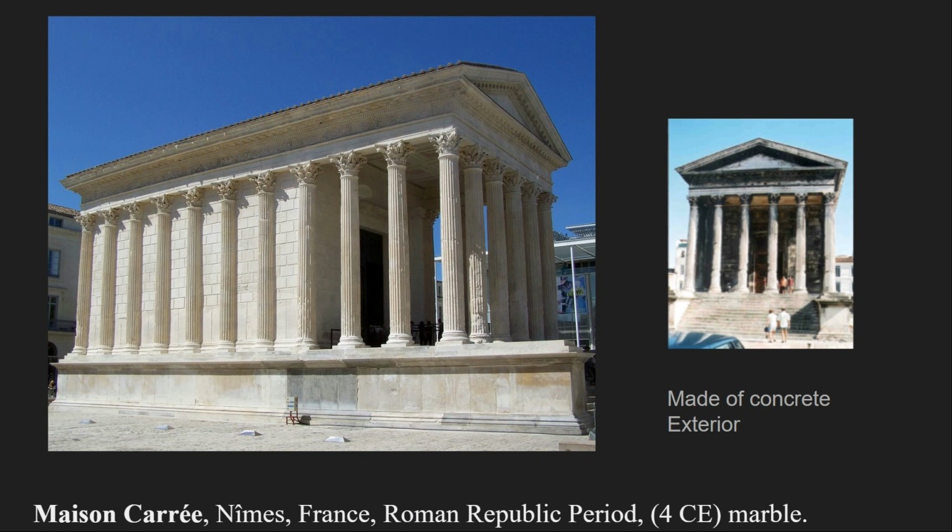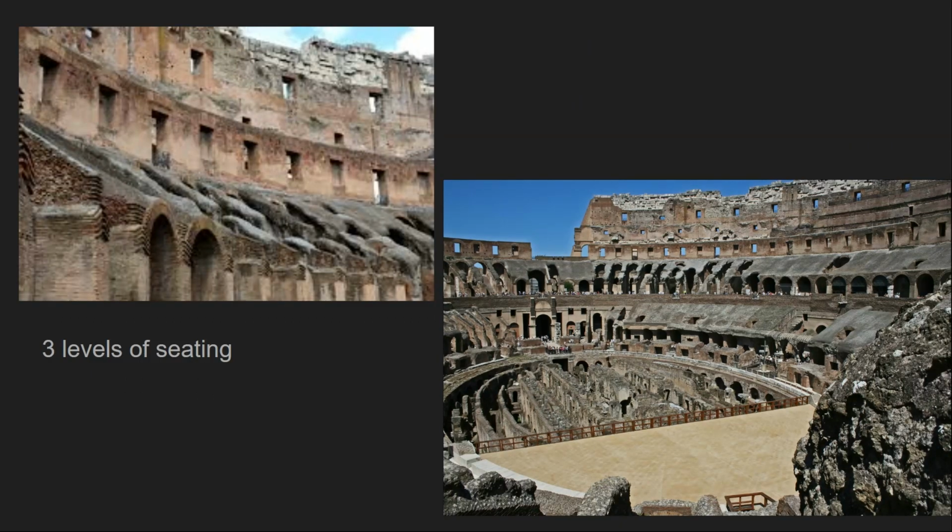So here's an idea. Our Maison Carrée, which we've referred to, is made of concrete and has this marble and travertine exterior. So we get a general idea of what our Colosseum would have looked like.